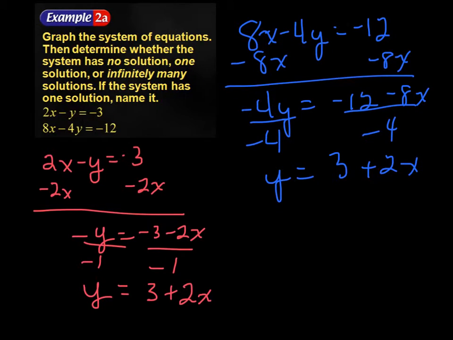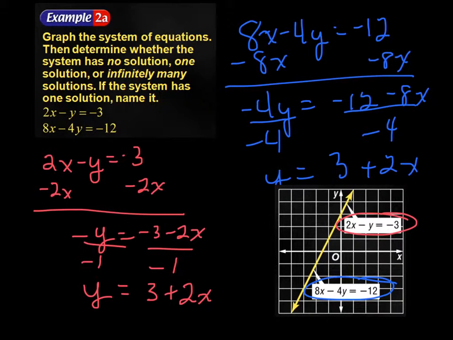That looks familiar. So yeah, when we solve for y, we got the same exact equation. So this is our infinitely many. They are dependent equations. One depends on the other. They are the same line.